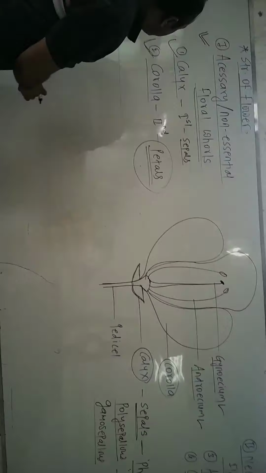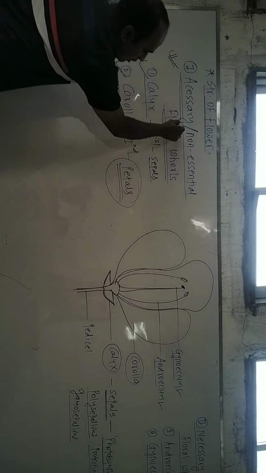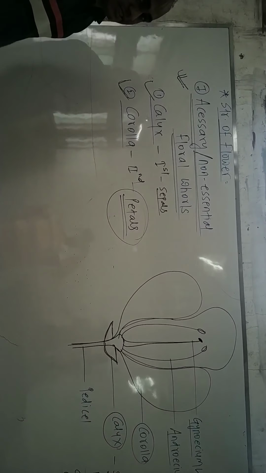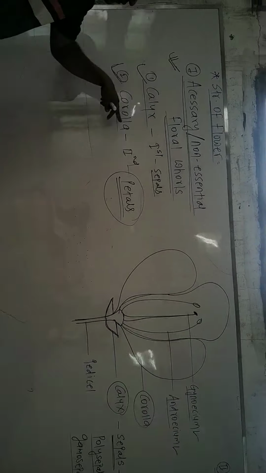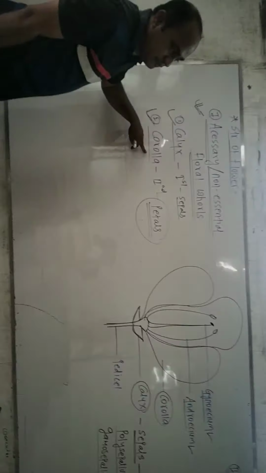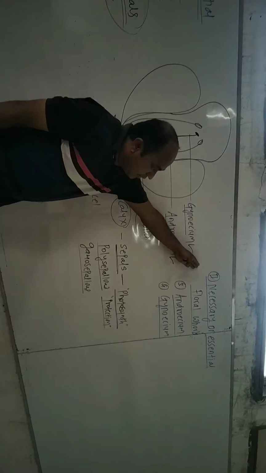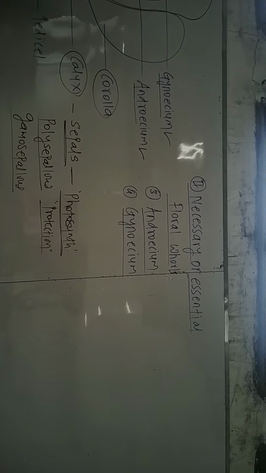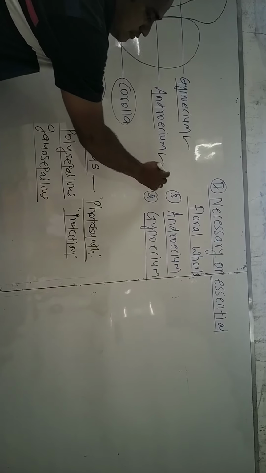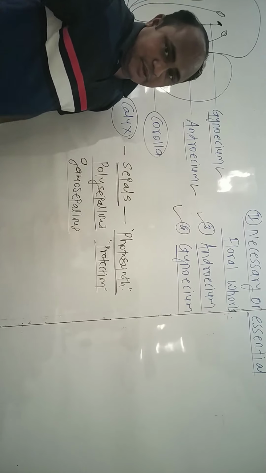This is about the first part of the flower, that is called accessory or non-essential floral whorls, in which there are two, calyx and corolla. So these are the two accessories of the flower. Now we have entered into the second part, that is called necessary or essential whorls, in which there are two parts. The first is called androecium and the second is called gynoecium.